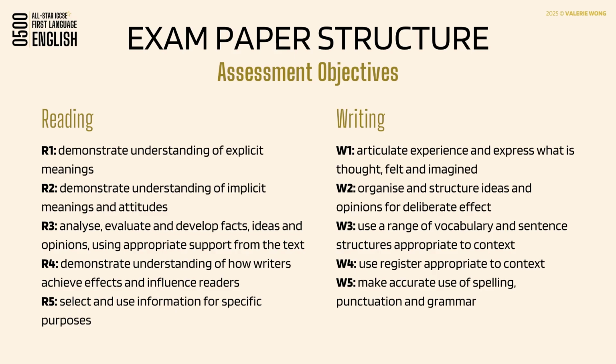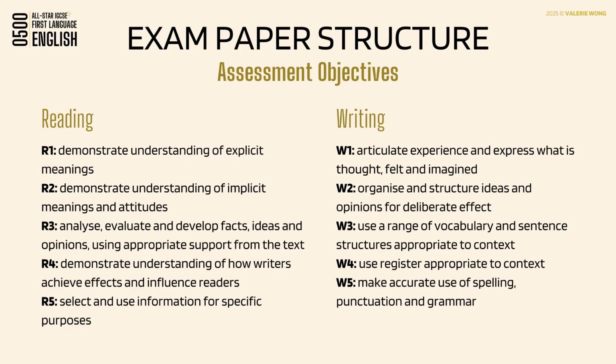R2, demonstrate understanding of implicit meanings and attitudes, meaning that you can show that you can recognize hints and suggestions in a text to understand the more hidden meanings and attitudes of the writer. R3, analyze, evaluate, and develop facts, ideas, and opinions using appropriate support from the text. So you can refer to supporting evidence from the text where appropriate, such as using quotations or references to the text.